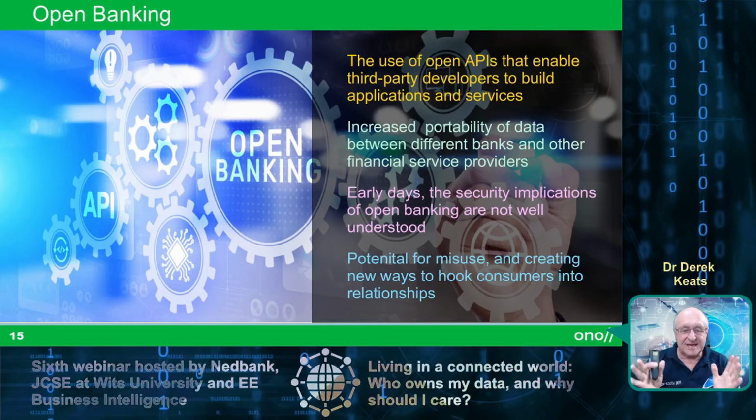From a purely technical perspective, probably it's not that difficult to secure these APIs. It's not to say that they won't be breached, because lots of things are not difficult and yet they get breached. But there's considerable potential for social misuse and creating new ways to hook customers into relationships all around your data. This is all to do with your data. So why should you be concerned? Why should you care? Because all of this has to do with your data.